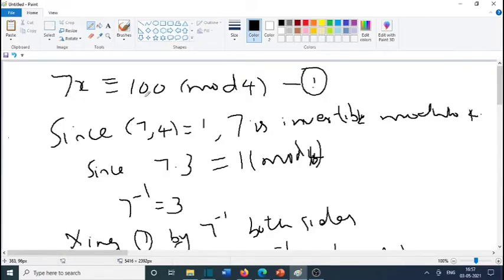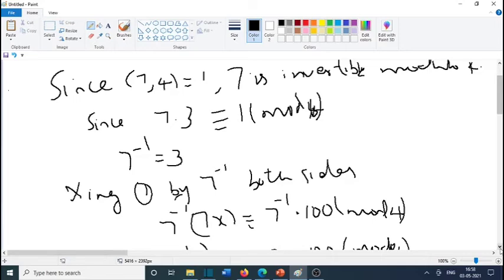Next problem is 7x congruent to 100 mod 4. So take this as equation 1. GCD of 7, 4 is equal to 1. Therefore 7 is invertible modulo 4. Now 7 into some value congruent to 1 mod 4. So check: 7 into 1, 7 minus 1 is 6, 6 is not a multiple of 4. 7 into 2 is 14, 14 minus 1 is 13, 13 is not a multiple of 4. 7 into 3 is 21, 21 minus 1 is 20, which is a multiple of 4. So 7 into 3 congruent to 1 mod 4. That is, 7 inverse is equal to 3.